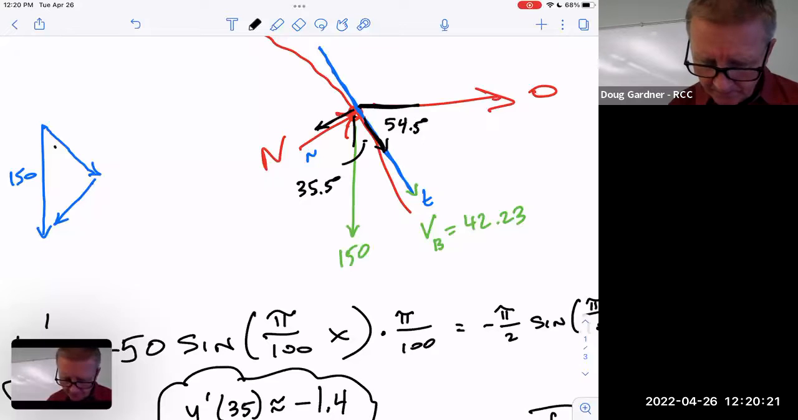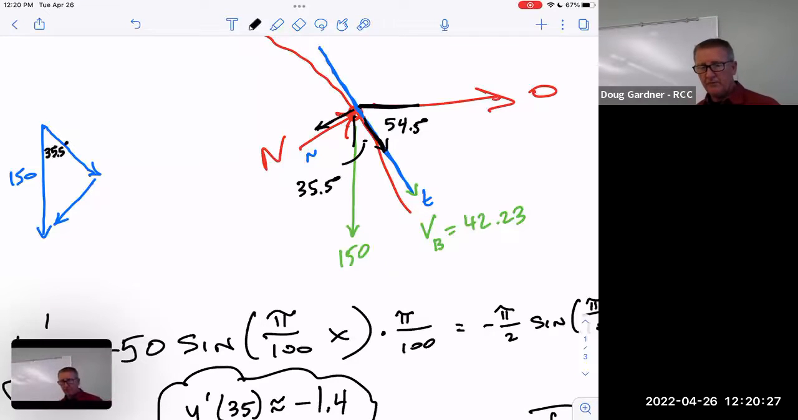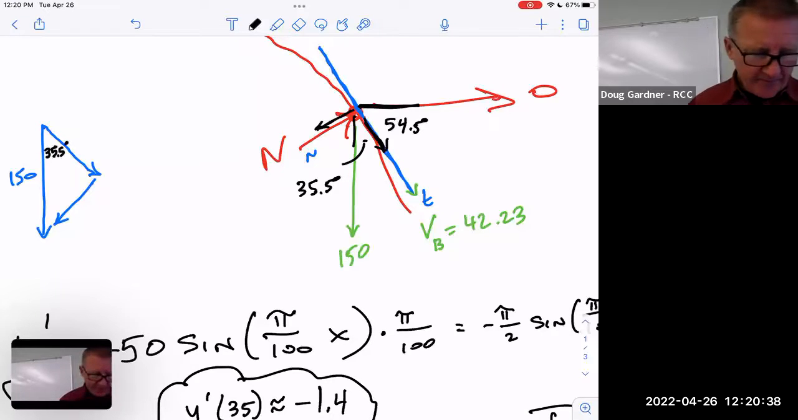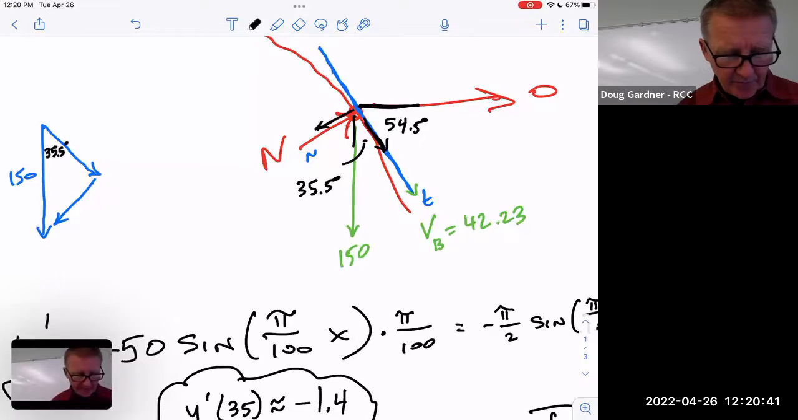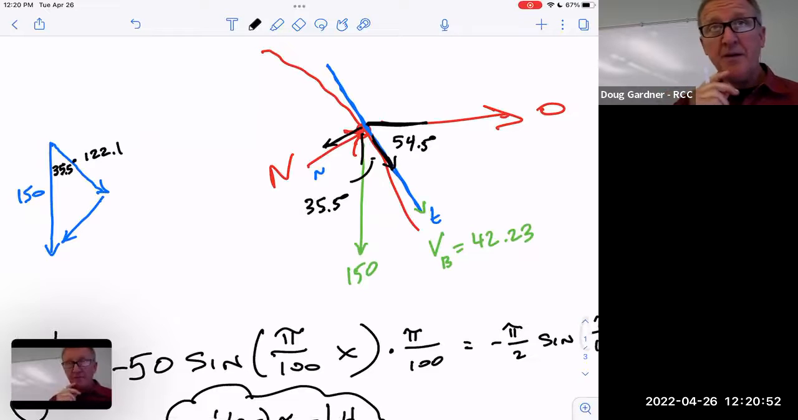And so, armed with that, I could know what the forces normal and forces tangential are. So if I take 150 times the cosine of 35.5, I get 122.1. So that 150 pounds, 122 of it are devoted to sending him down the hill. Does that make sense? That's what's making him go faster.